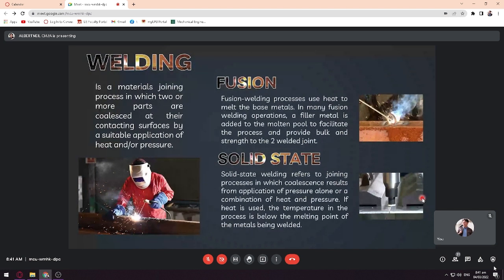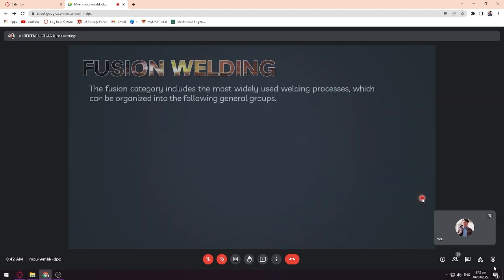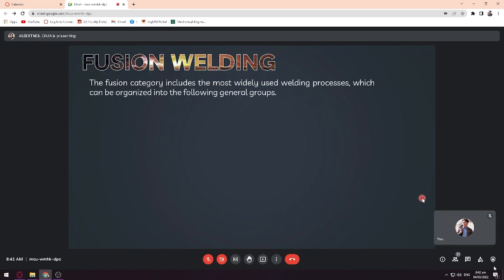Sa fusion welding, usually dito tayo gumagamit ng mga filler metals or yung mga welding rods. For the solid state naman, we're using heat and pressure. Usually wala tayong ginagamit na filler metals dito. We rely only on the heat and pressure or the friction of the materials. So the next one would be for the fusion welding, we have three categories under fusion welding.